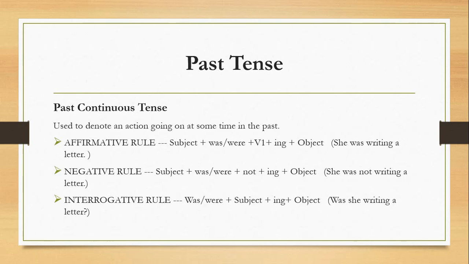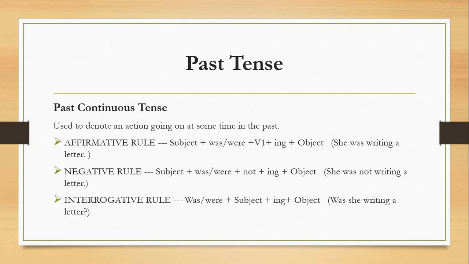Affirmative rule: subject plus was or were plus V1 plus ing plus object. She was writing a letter. Negative rule: subject plus was or were plus not plus ing plus object. She was not writing a letter. Then comes interrogative: was or were plus subject plus V1 plus ing plus object. Was she writing a letter?